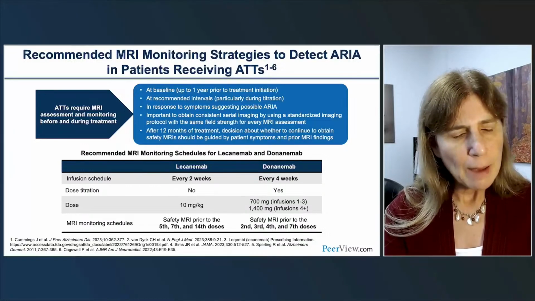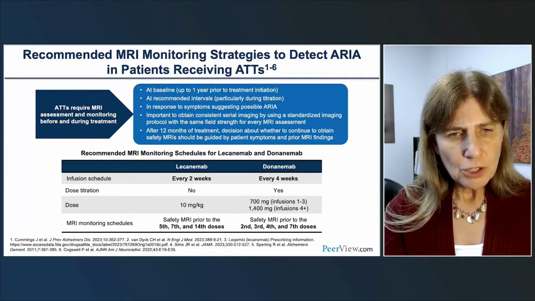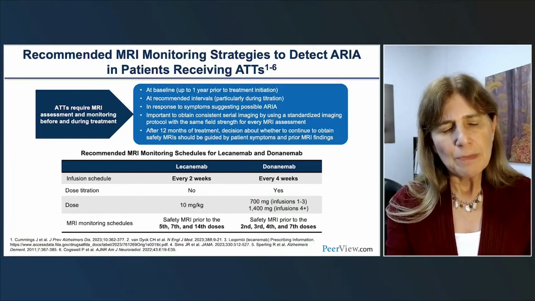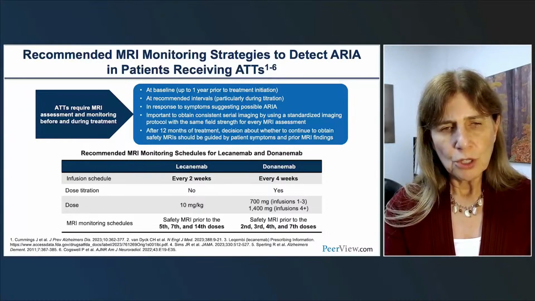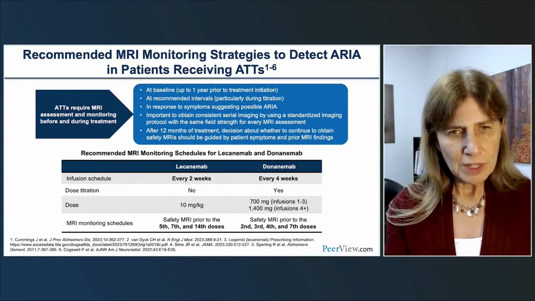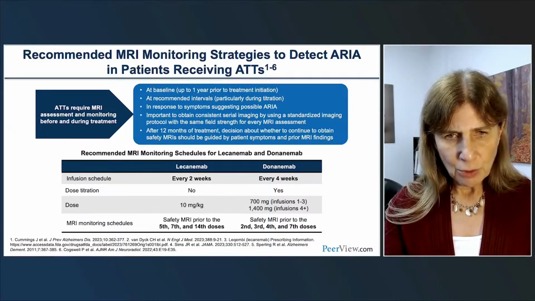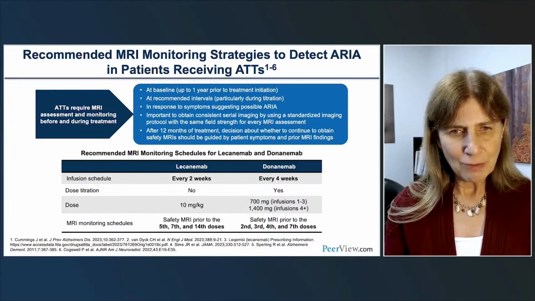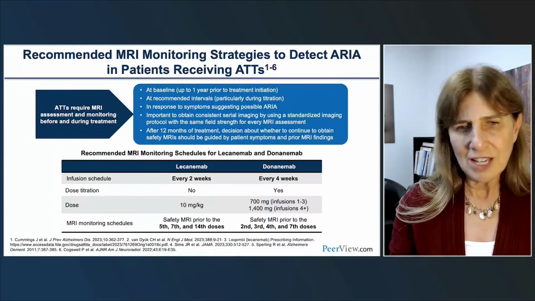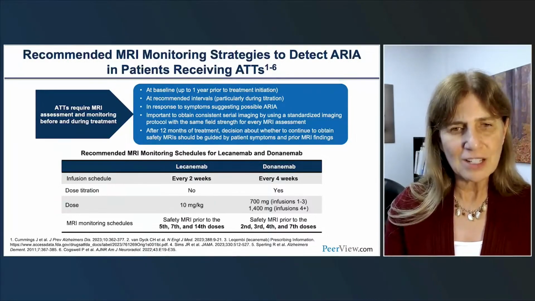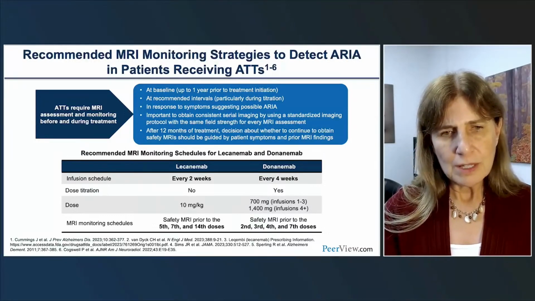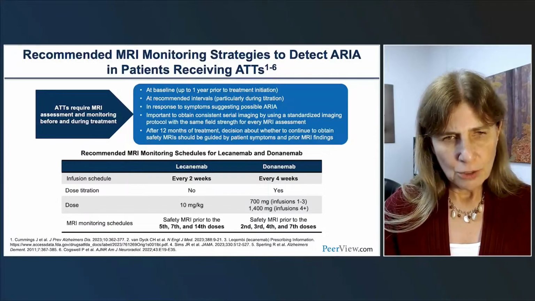With lecanemab, it's important to realize not just that the antibody is given as an intravenous infusion every 2 weeks, but that with the very first dose, you are at the target dose of 10 milligrams per kilogram, whereas with donanemab, the intravenous infusions are less frequent, every 4 weeks, more convenient, but you are titrating, so it's going to take 3 to 4 months to get to the target dose. And ARIA rates increase with increase in dose.